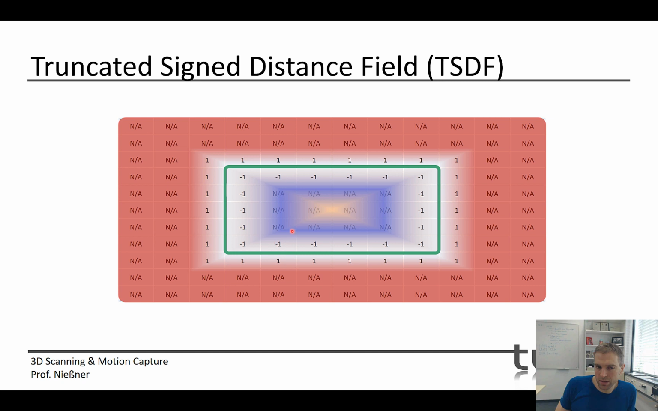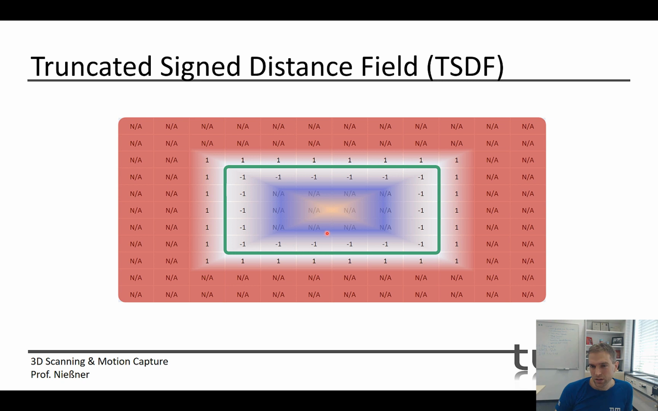And the same thing counts here for the interior. Everything here would be also -1, right? Okay, so I think this is pretty clear based on what we already know. We should know what the distance field is doing. We should know how it's stored.